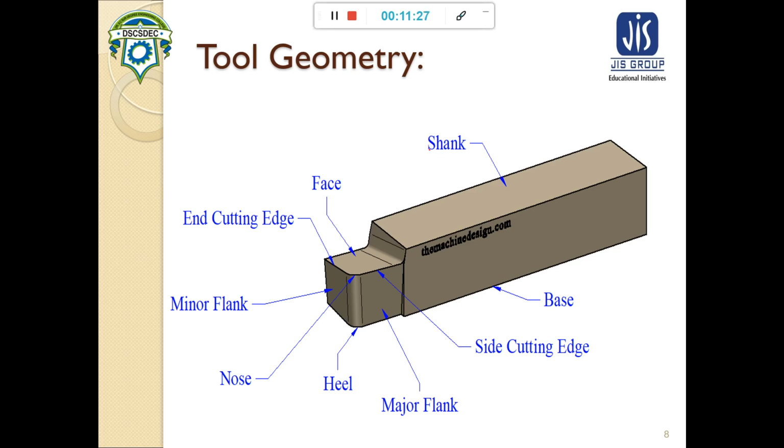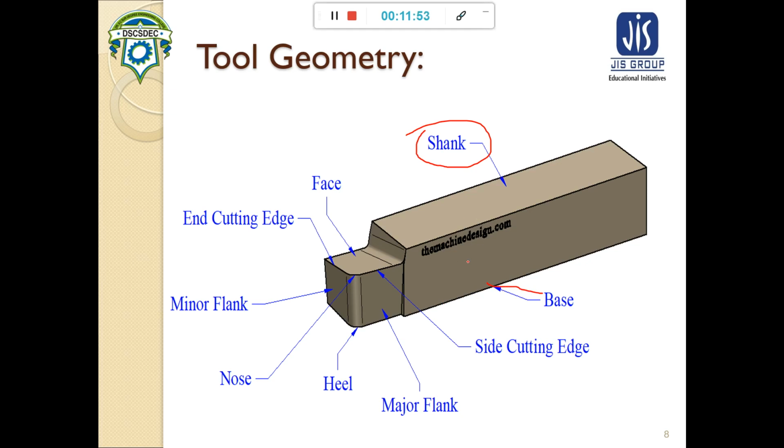So first, what is there? First there is shank. Shank is nothing but the body of the tool. This body goes into the tool holder, and that's why it is the holding part of a cutting tool. That is shank. Just opposite to the shank, the part is known as base.